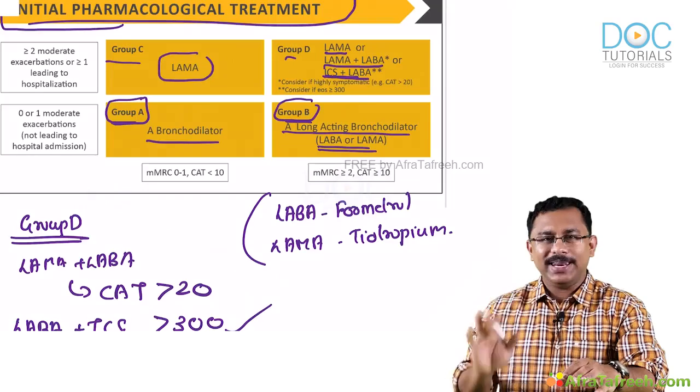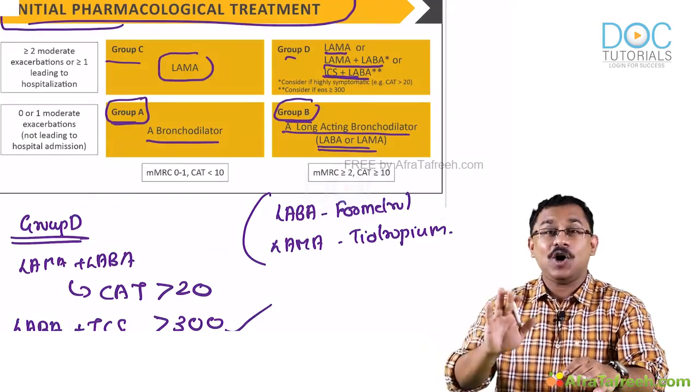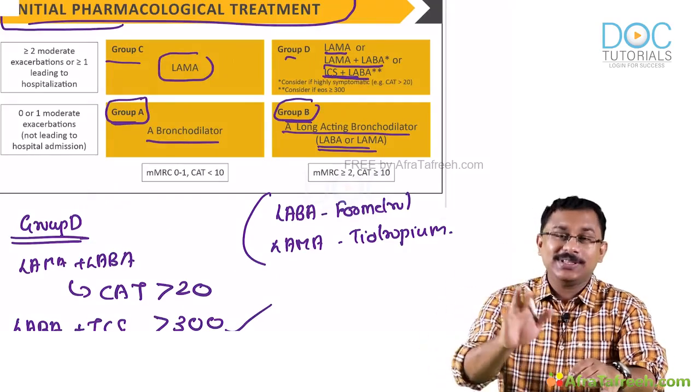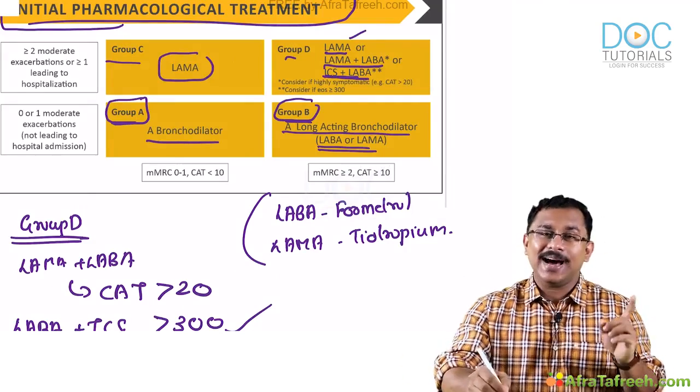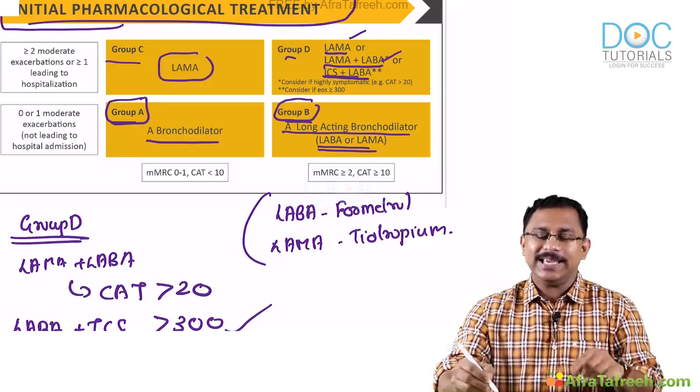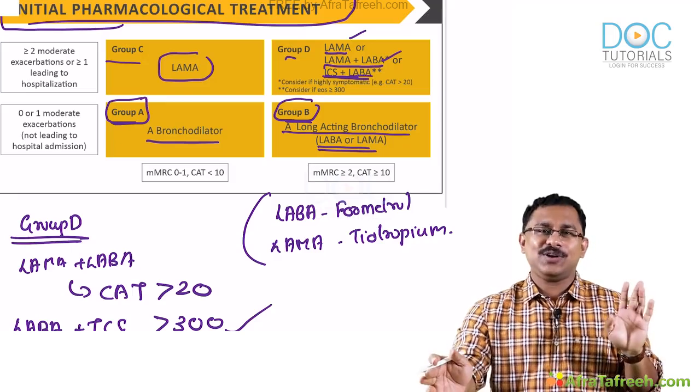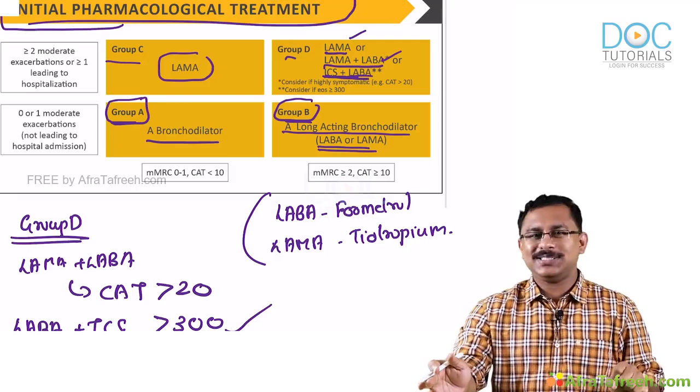Group A, any bronchodilator. Group B, a long-acting bronchodilator. Group C, LAMA. Group D, you have three options: LAMA, LABA plus LAMA, or LAMA plus inhaled corticosteroids. Okay, so these are the options that you have.